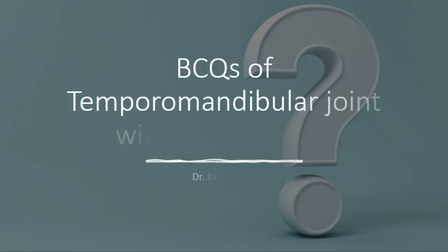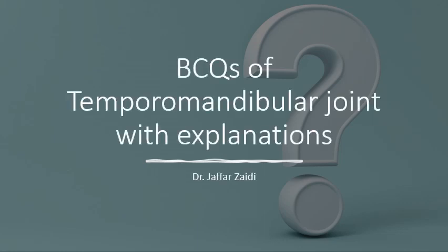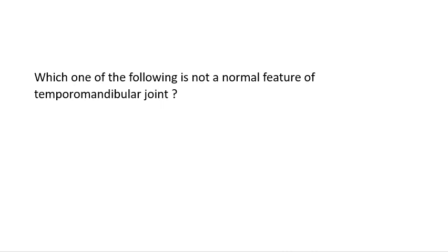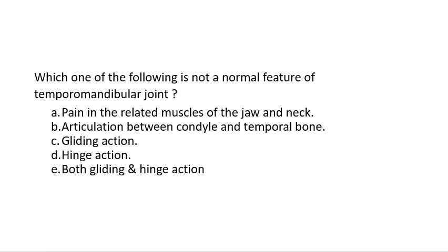We'll be discussing some best choice questions or multiple choice questions on the topic of temporomandibular joint, with explanations of each and every option. So we'll start off with this question, which states: which one of the following is not a normal feature of temporomandibular joint? The first option is pain in the related muscles of the jaw and neck.